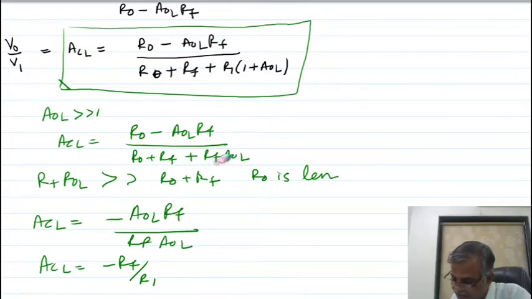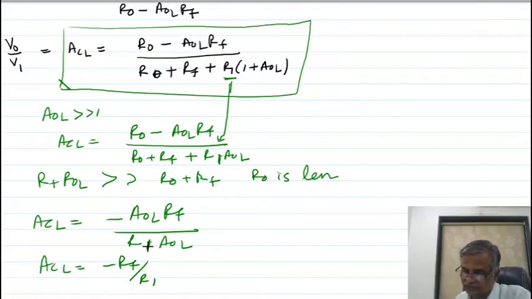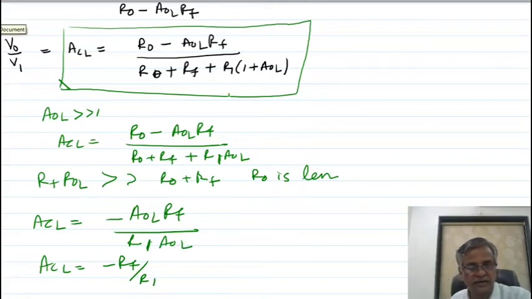What should I write? Minus RF by R1. Here I made a mistake. Here I should write R1. These are R1. See, these are R1. So this is also R1. So I think you understand the derivation of the closed loop gain for a practical inverting amplifier and for an ideal one.